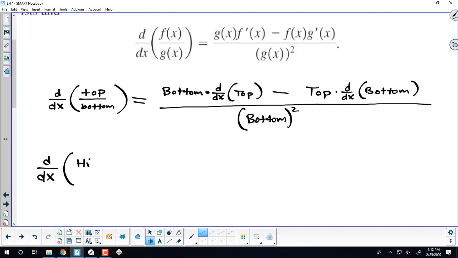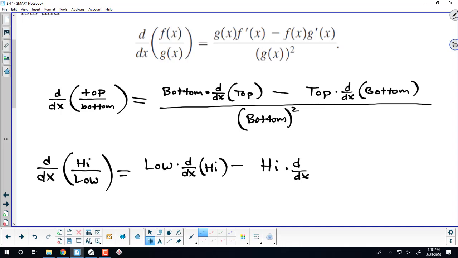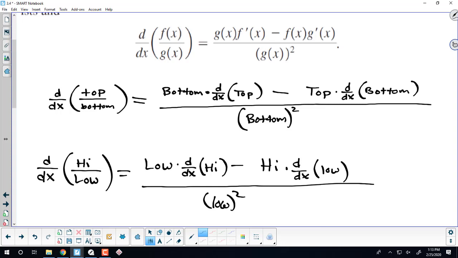Or the high over the low: low D high, minus high D low, over low squared. Sorry, I'm not being consistent with my capitals and lowercase. But either way, that's how we take the derivative of a quotient. So start remembering whichever one makes most sense to you.